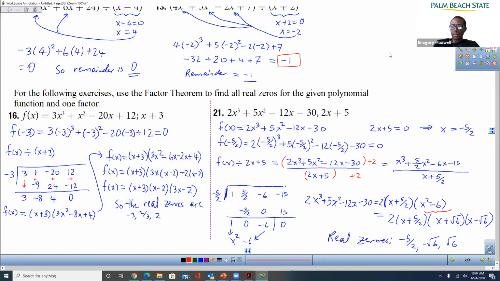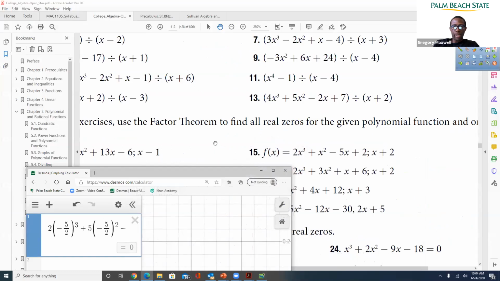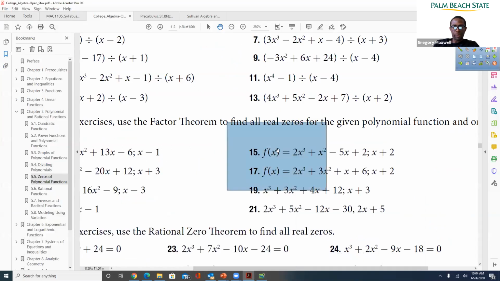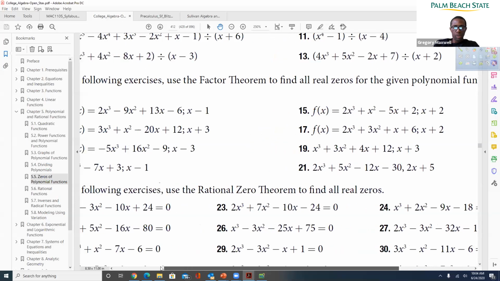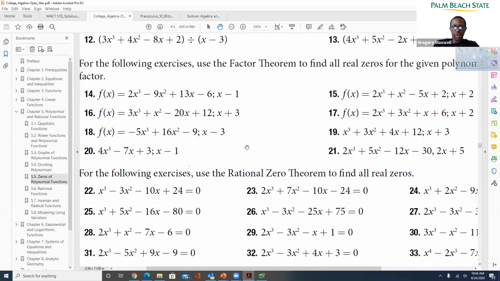Moving on. And I know I'm running a little bit behind, so I might have to speed this up a bit. This thing is not cooperating. For some reason, this PDF has stopped cooperating with me.